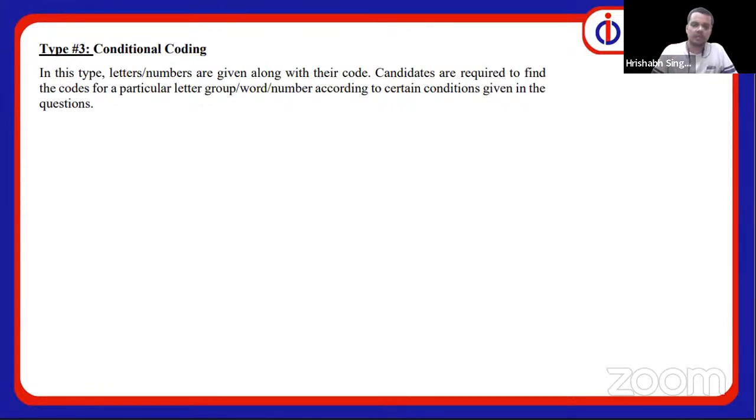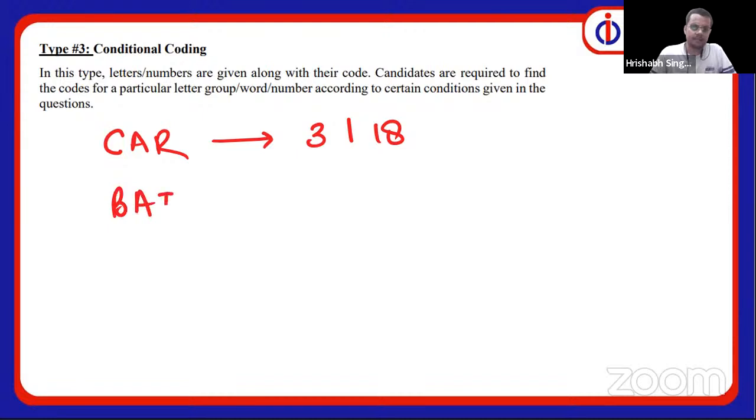Okay. So what can be the condition? For example, car is coded as 3, 1, 18. How will bat be coded? So what condition is here? What is the condition here?